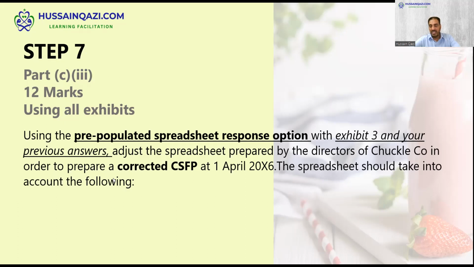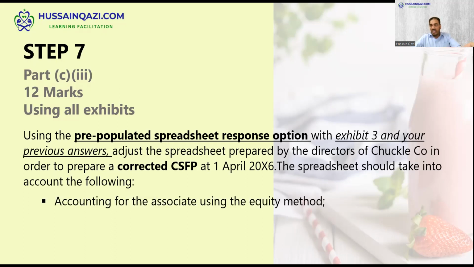The requirement is about correcting the consolidated statement of financial position. It's not about preparing the consolidated statement of financial position. In fact, the examiner will never ask to make any consolidated accounts, either SFP, SCI or CF, that's cash flow. Further, the spreadsheet should take into account the following. Take into account the following means the scope; the examiner mentions here that you have to make corrections with these adjustments.